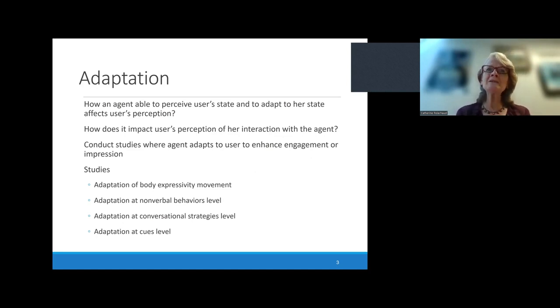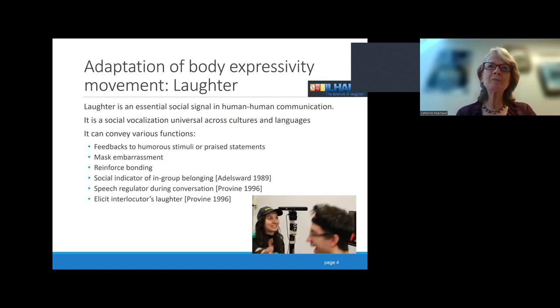In our work, we had some research questions we'd like to answer. One is how an agent able to perceive the user's state and to adapt to it affects users' perceptions. Another question is how it impacts the user's perception of her interaction with the agent. To answer those research questions, we're conducting studies where an agent is able to adapt to the users in order to enhance engagement or the impression it gives on the users. For that, we're conducting 4 studies, and I'm going to present those 4 different studies.